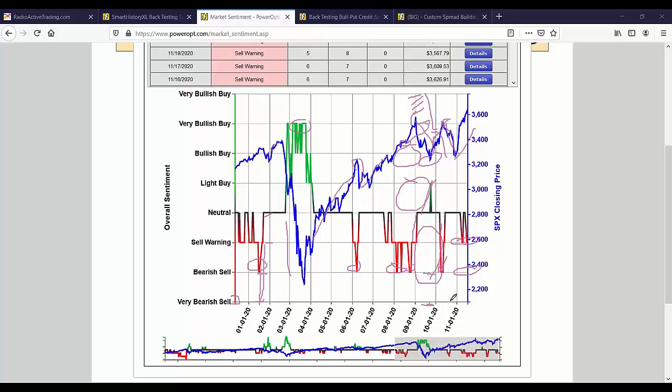Normally what I see in these conditions, this was a decent light buy warning. I did end up buying one married put. I could have been more aggressive, and I should have been.